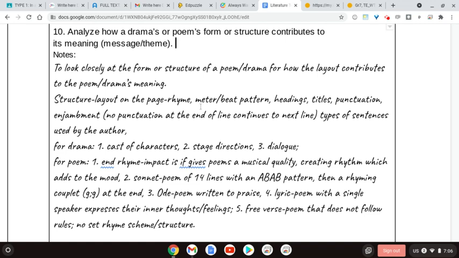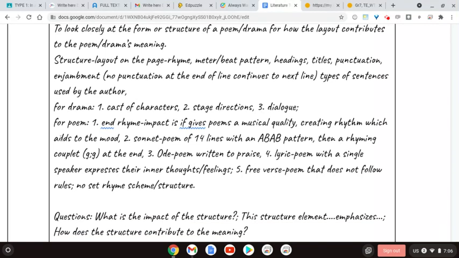It could be pretty much anything that's an appearance for structure on the page, like the meter or beat pattern, headings, titles, punctuation marks, enjambment, which is that poetic feature where there's no punctuation at the end of the line because that sentence continues on to the next line. It could be types of sentences used by the author. For dramas, we talk about it as the specific dramatic structure elements, such as having a cast of characters, stage directions, or dialogue, which is important to review since it's been a while since we looked at the structure of a drama. But for this, we are looking at the structure for poems.